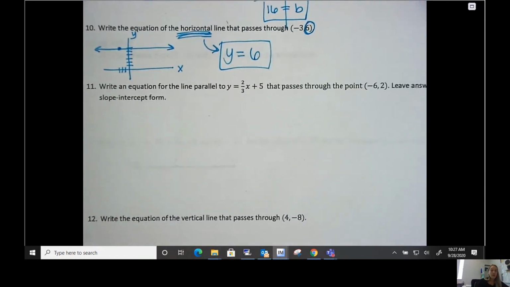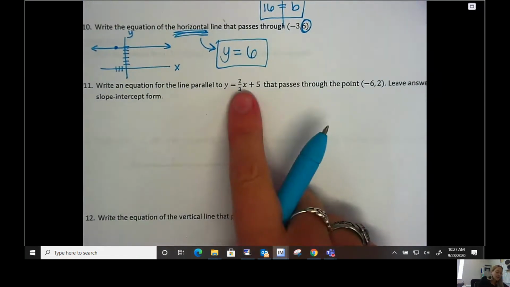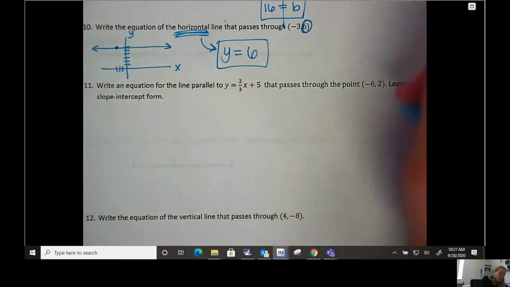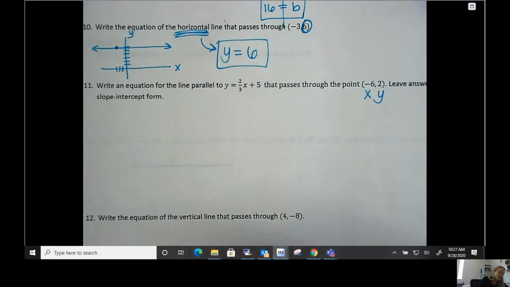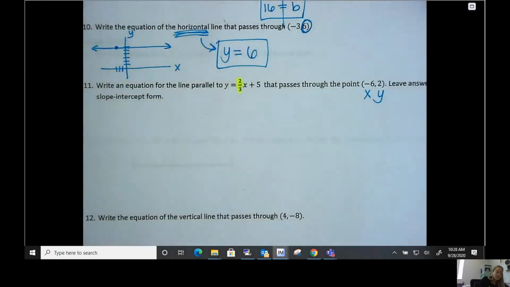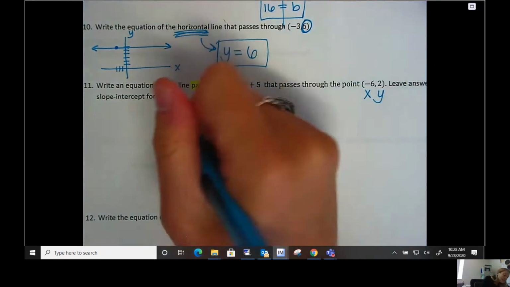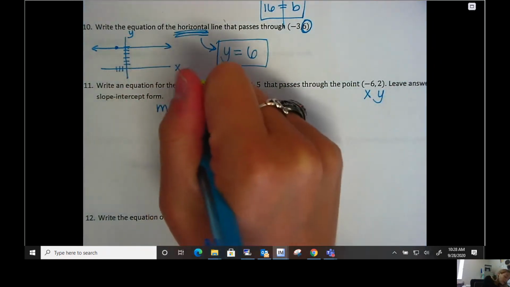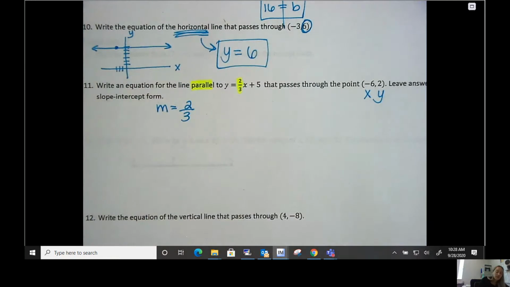Number 11, write the equation of the line parallel to the one given that passes through these points. So I'm going to label my x and my y of the points. Then I'm going to find my slope of this equation. My slope is 2/3. If I'm talking about parallel, that means my slope should be the same. So my slope is going to stay 2/3.